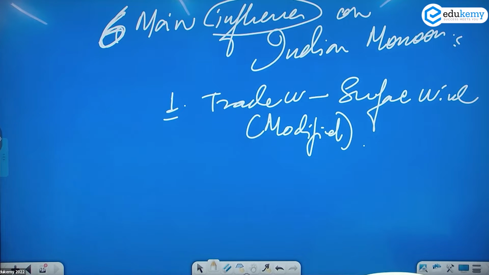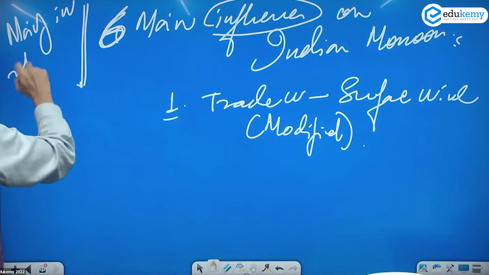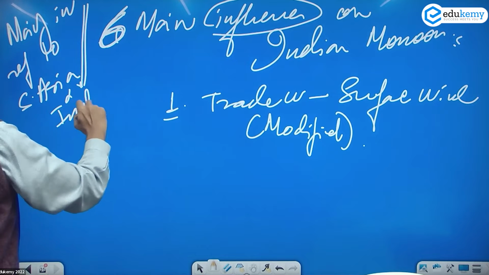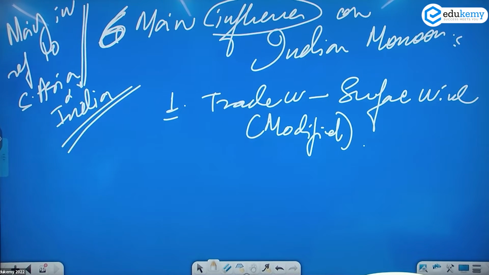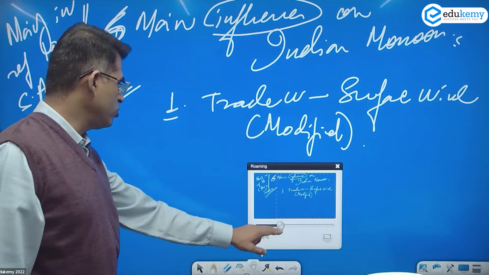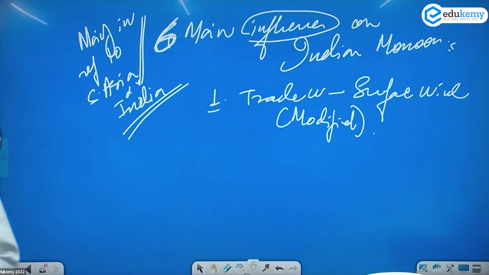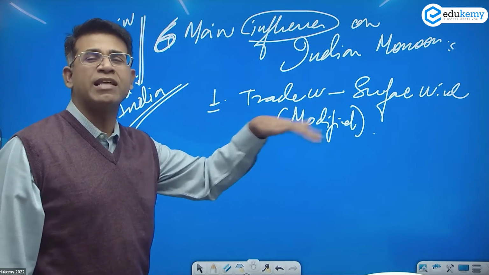And remember, I'm talking about these influences mainly in reference to South Asia and India, because in South Asia and India monsoons are best developed. The development and manifestation of monsoons is best for South Asia and India. So one important influence is trade winds, which are surface winds, and they're modified.